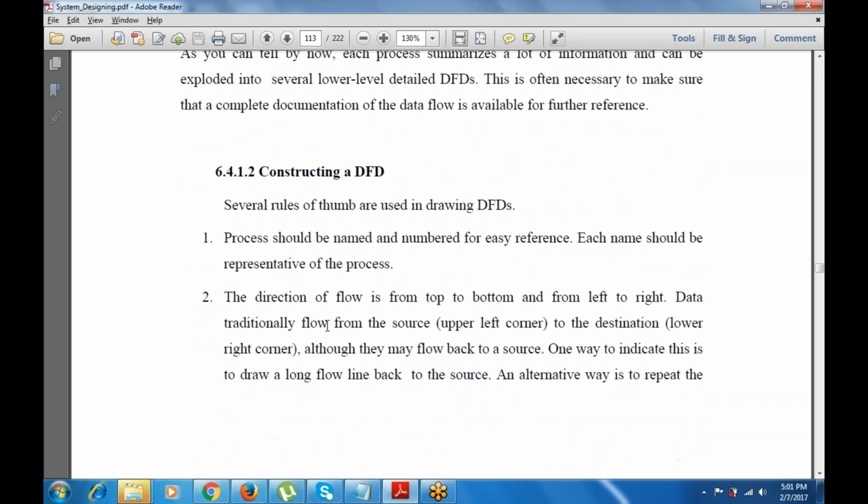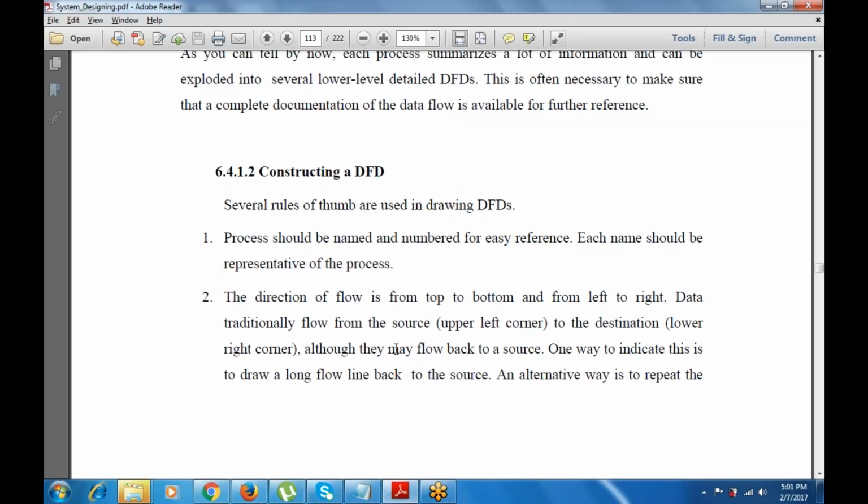Now these are the various rules that are used with drawing a DFD. First, processes should be named and numbered for easy reference. Each name should be representative of the process. Then the direction of flow is from top to bottom and from left to right. And data traditionally flows from the source to the destination.